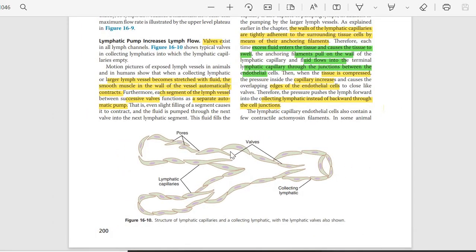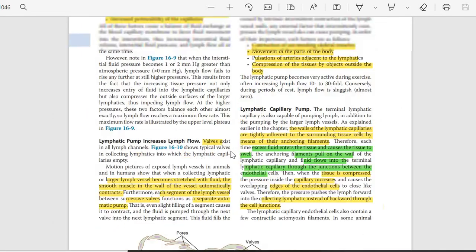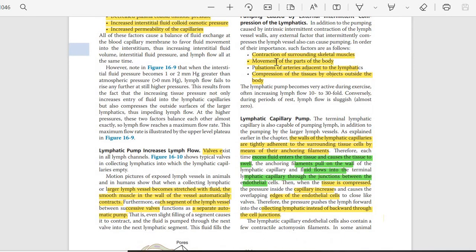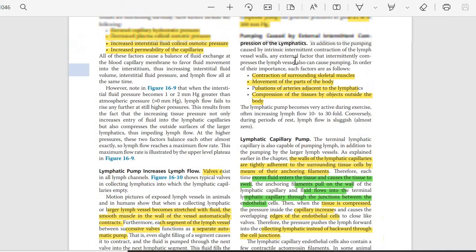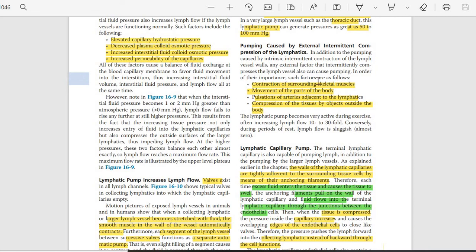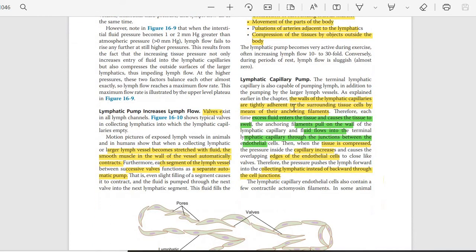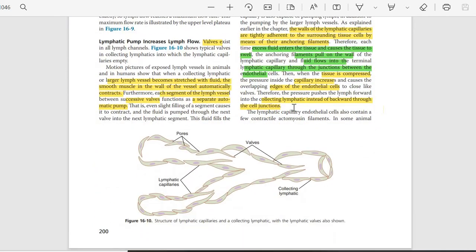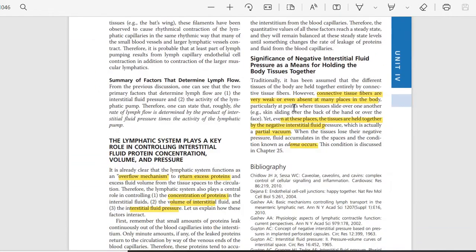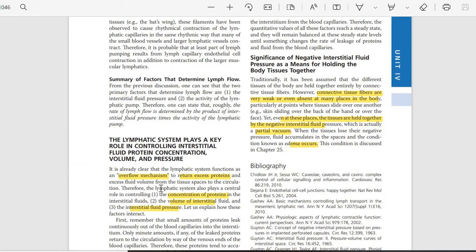Just like veins, lymphatics have valves, and these factors help the lymphatic pump: the contraction of surrounding skeletal muscle, movement of parts of the body, pulsation of arteries nearby the lymphatics, and compression of the tissue from outside the body. Okay, ready.